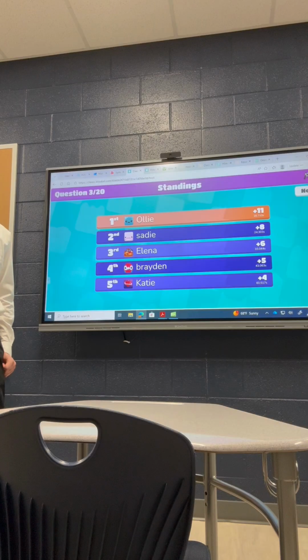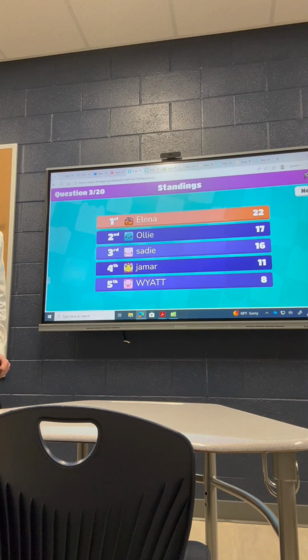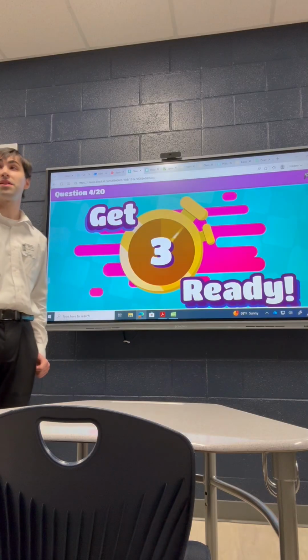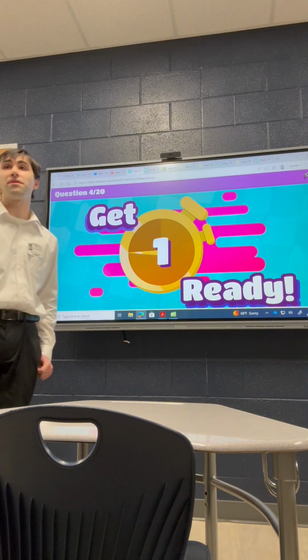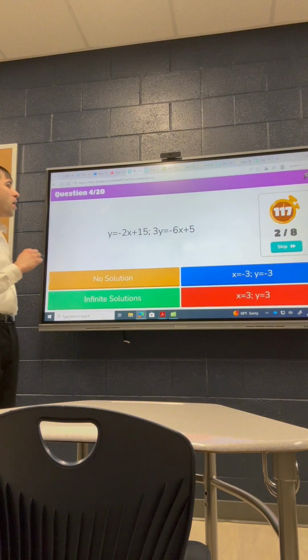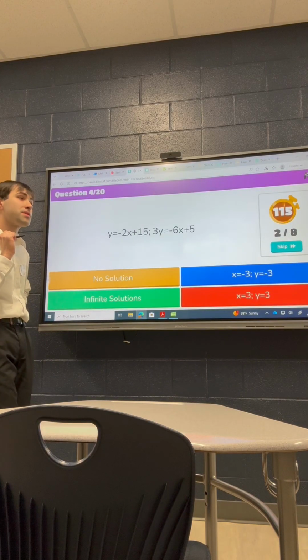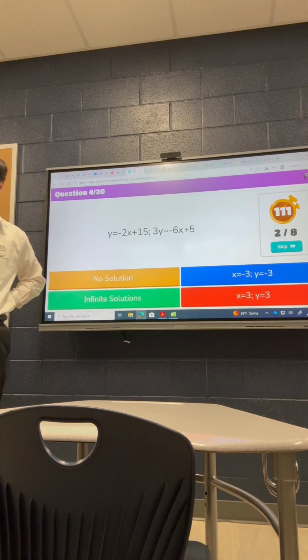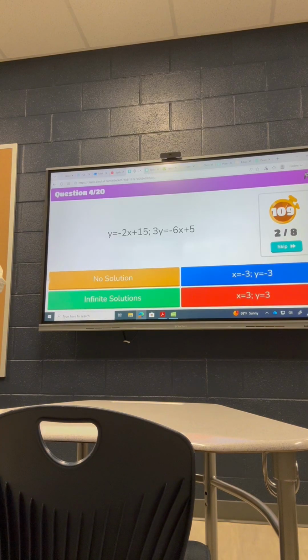Be careful with the negatives and positives, and making sure to flip the numbers. All right, next one. Y equals negative 2x plus 15, and 3y equals negative 6 plus 5. So how would you solve this?